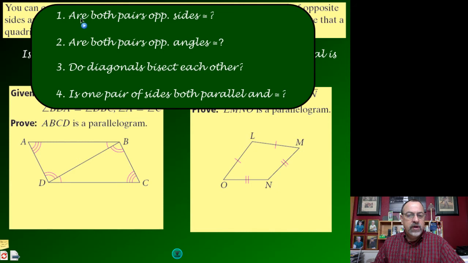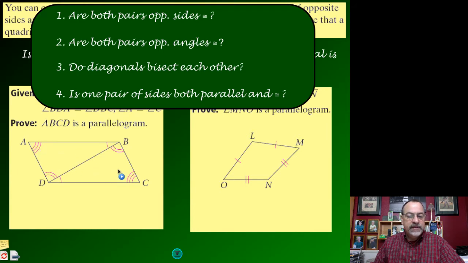So question number one, are both pairs of opposite sides congruent? Well, I'm not given any tick marks or any way to determine the length, so based upon question one, I don't know. Okay. Question two, are both pairs of opposite angles equal to each other?